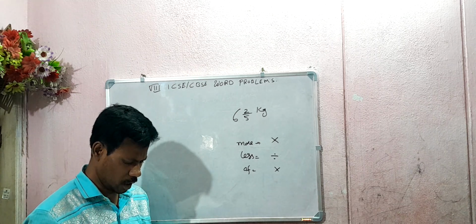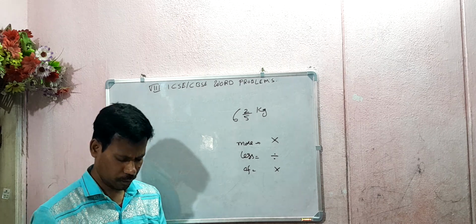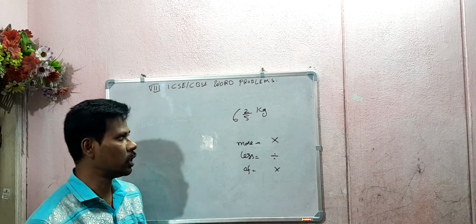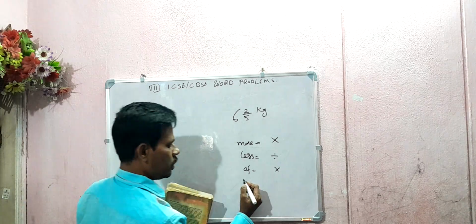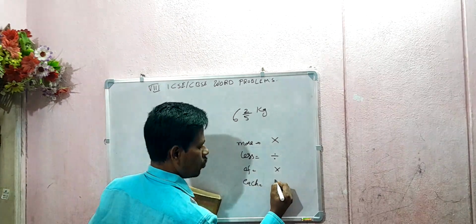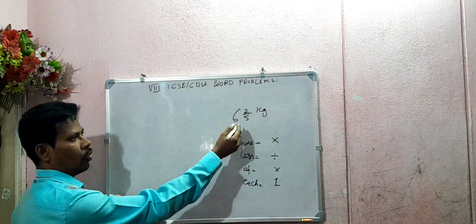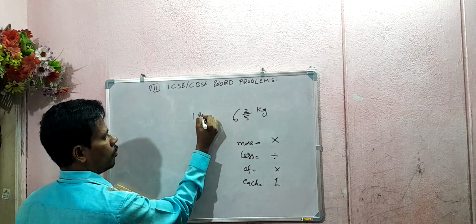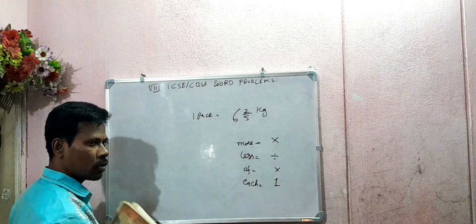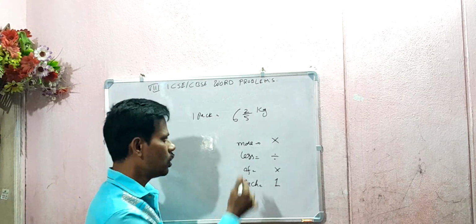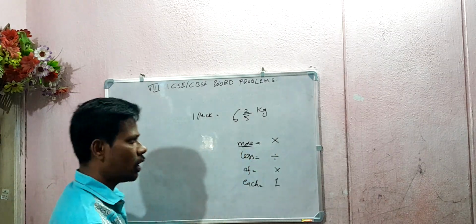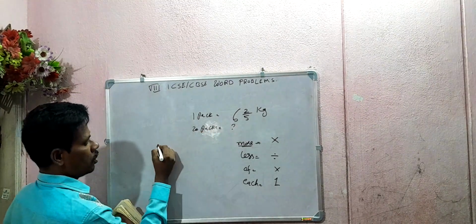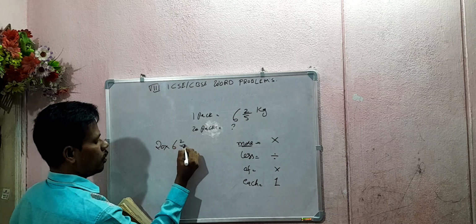So what is that question? What is the weight of 20 packets if each packet weighs 6 2 by 5 kgs? What do you mean by each? Each means 1. So 1 packet is 6 2 by 5 kgs. What is the question? He is asking for 20 packets. If you want more, you need to multiply. So it's simple, 20 into 6 2 by 5.